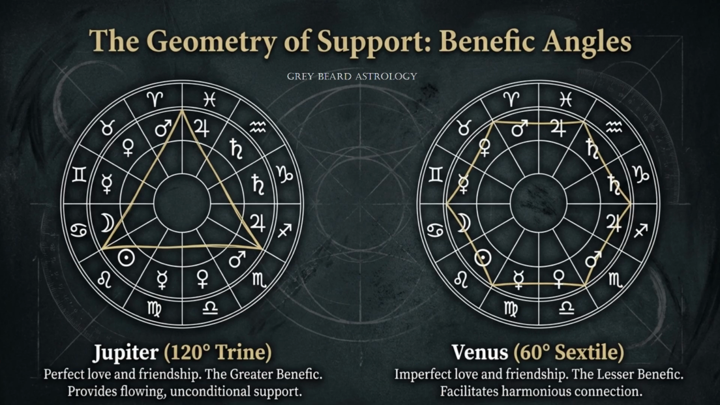So now, just to jump back here in my perfectly sloppy way. Jupiter, once again, is perfect love and friendship, the greater benefic, and provides flowing, unconditional support. Perfect love, right? So Venus would be imperfect love and friendship, the lesser benefic, harmony, connection, and all those pleasurable things, right? So let me look at my notes here.